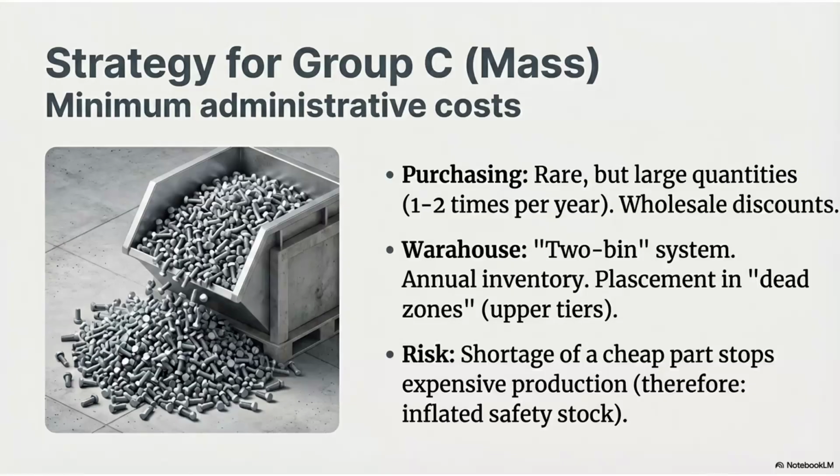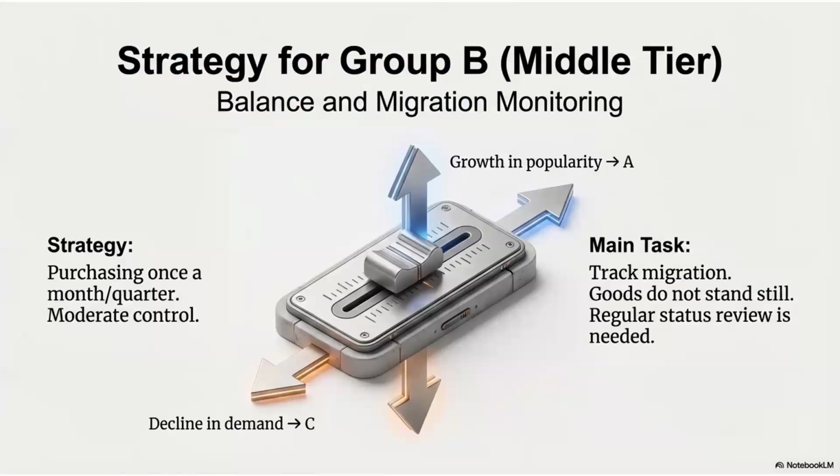When placed in the warehouse, such low-priority items are sent to so-called dead zones. These are the very top tiers of high bay racking and the most remote corners of the facility. The main task is not to occupy valuable locations with them, which are needed for the rapid processing of priority assets. What remains is the intermediate but very dynamic category, Group B.